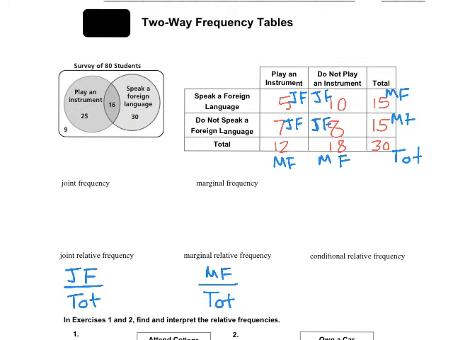So what's the conditional relative frequency of people that play an instrument that speak a foreign language? So I would come to people that play an instrument, which there's 12 people that play an instrument, and the people that speak a foreign language would be 5 out of 12. Okay, so the conditional relative frequency is a joint frequency divided by a marginal frequency.